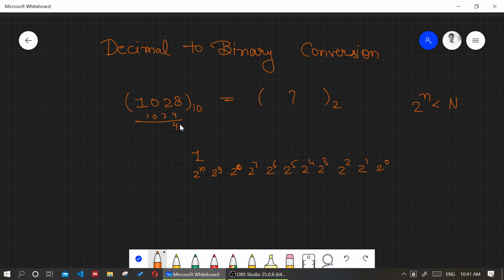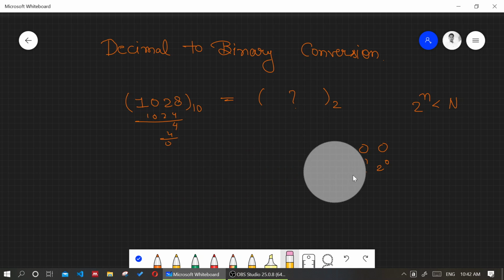Now the next value we have to find out is the remaining value. So there will be 0 at 2 raised to the power 9, 8, 7, 6, 5, 4, 3 and at 2 raised to the power 2, if you put 1, then this will become 4 and the remainder is 0. After this we just put 0 0. So in this way you can find out that the binary equivalent of 1028 is nothing but 10000000100. So this is the quicker method for decimal to binary conversion.